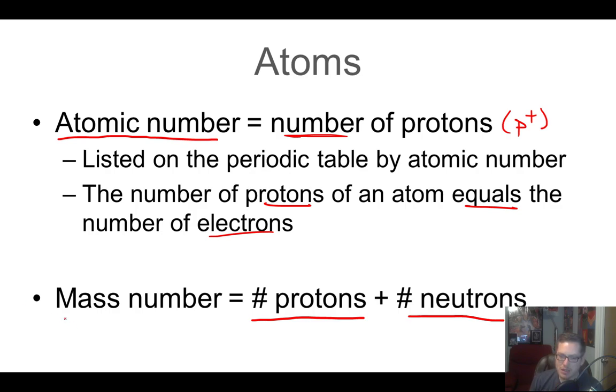Mass number is equal to the number of protons plus the number of neutrons. The idea behind this is that protons and neutrons are very heavy, so they determine the mass. Electrons are so tiny and have so much less mass than protons and neutrons that they're essentially negligible when we're talking about the mass of the element itself. So the mass number is what we use to determine the mass of the element, and it is the number of protons and the number of neutrons.